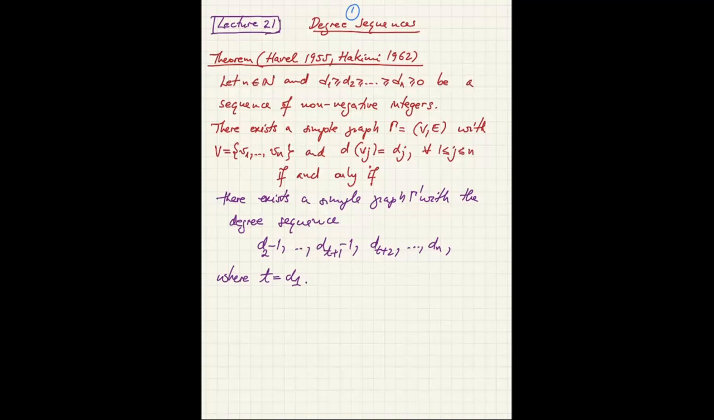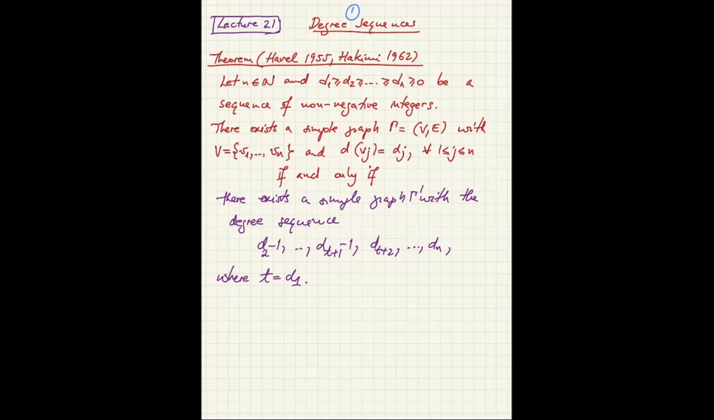So the theorem is stated on the screen, and let's say we're given a natural number n, and a non-increasing sequence of non-negative integers d1, d2, all the way up to dn. The theorem states that there exists a simple graph gamma with vertices v1, v2, all the way up to vn, such that the degree of vj equals dj for any j between 1 and n, if and only if there exists a simple graph gamma prime on n minus 1 vertices, whose degree sequence is d2 minus 1 all the way up to dt plus 1 minus 1, and then dt plus 2 all the way up to dn, where t equals d1.